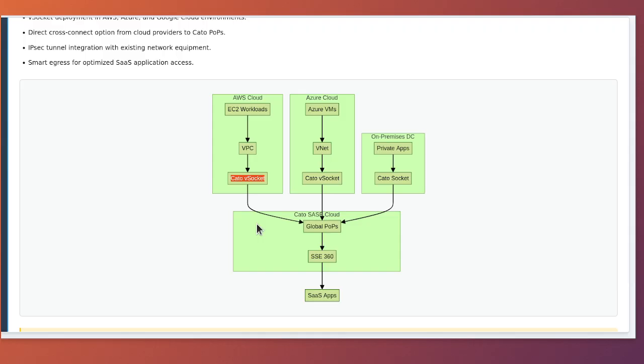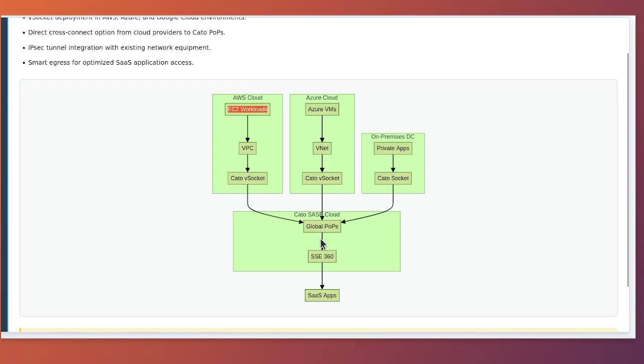The vSocket is a virtual appliance that provides the same SD-WAN capabilities as the physical socket. You deploy it as a virtual machine instance within your cloud VPC or VNet. Once connected, your cloud workloads gain access to the full Cato network and security stack.